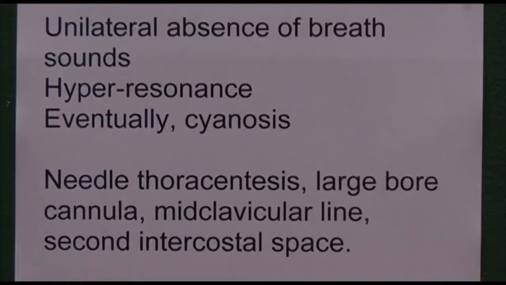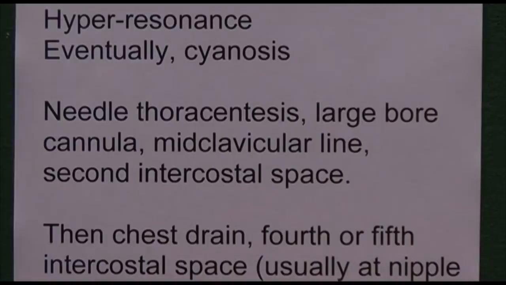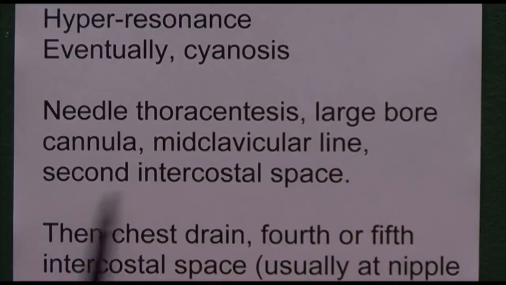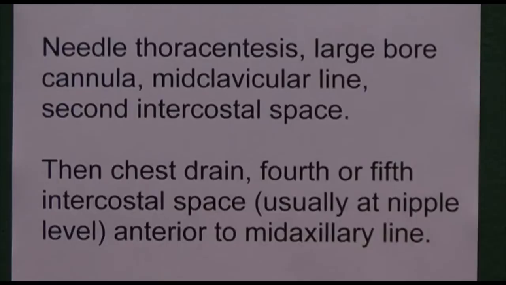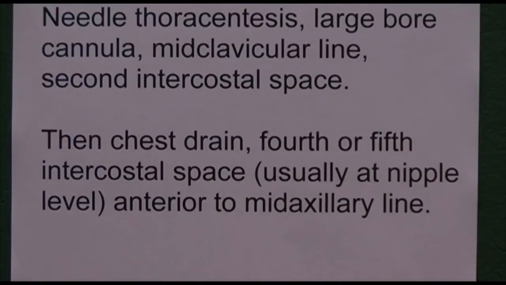Needle thoracocentesis with a large bore cannula can be an emergency measure to turn the tension pneumothorax into an open pneumothorax, at the mid-clavicular line, second intercostal space, and then a chest drain in the fourth or fifth intercostal space, which is round about nipple level and just anterior to the mid-axillary line.